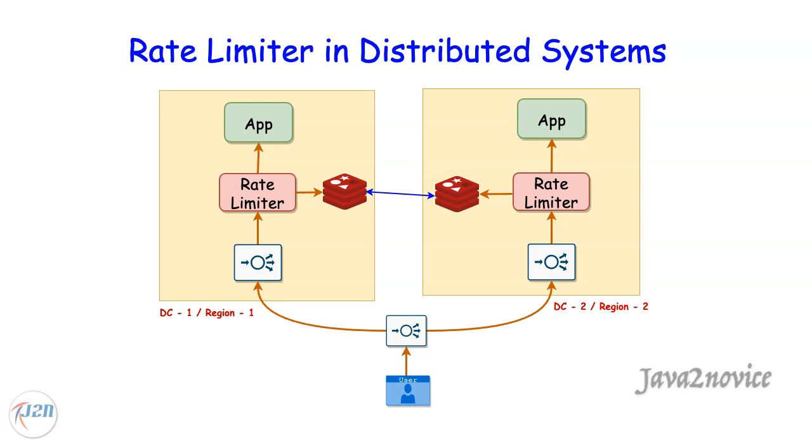Ideally, there is no perfect solution. You have to decide what is important for your application. Is it performance or data consistency? You need to compromise on one of these. You cannot achieve both performance and data consistency together. Choose what is good for your application.